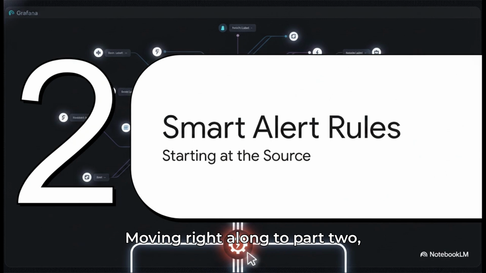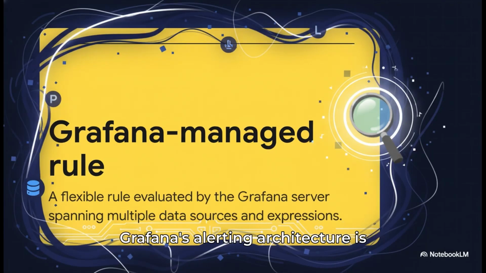Moving right along to part 2, creating smart alert rules. Now, what's really cool about Grafana's alerting architecture is how it attacks the problem right at the source. Unlike older setups that were tied to just a single backend data source, we're focusing on the Grafana managed alert rule. And these things are incredibly powerful. Because they're evaluated by the Grafana server itself, a single rule can span multiple data sources. So you can literally combine infrastructure metrics from Prometheus with high cardinality logs from Loki, and even throw in relational business data from SQL. The result? Context-rich alerts that actually tell you what's going on.